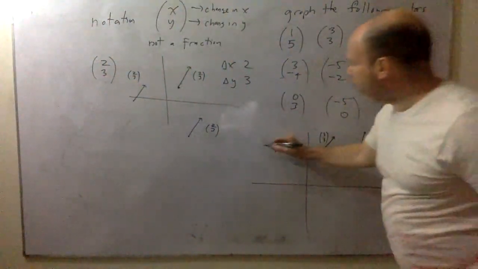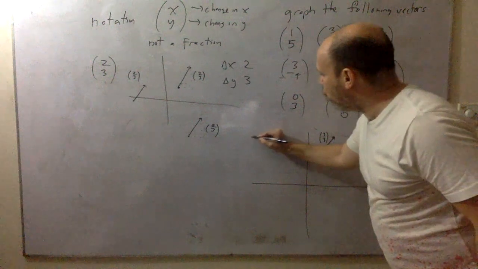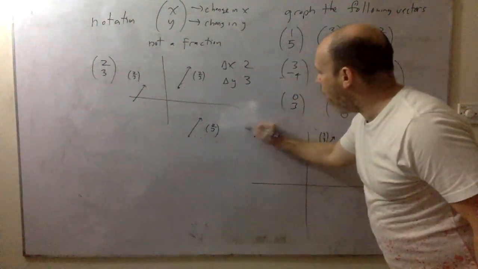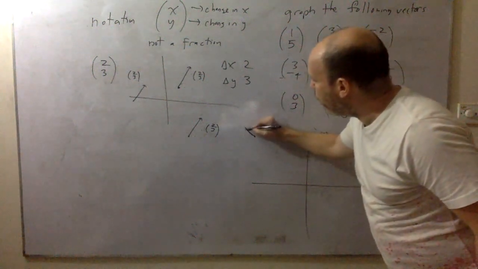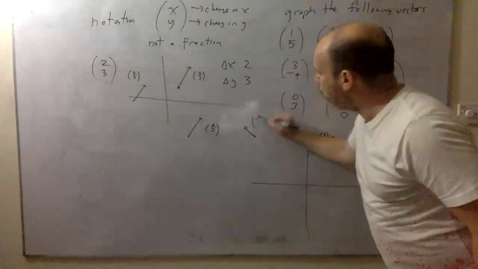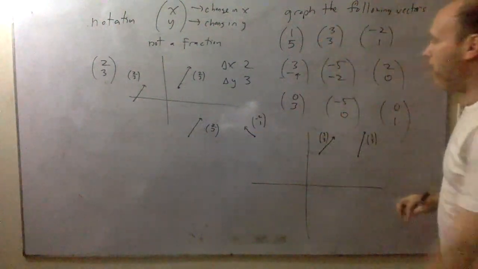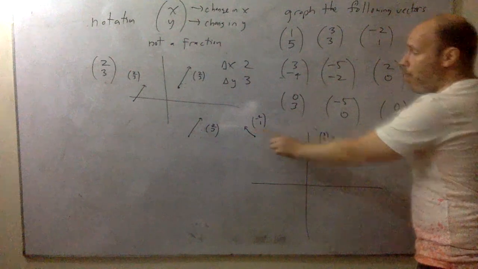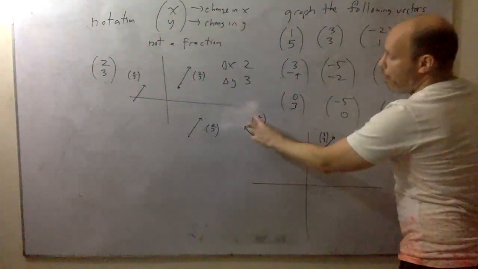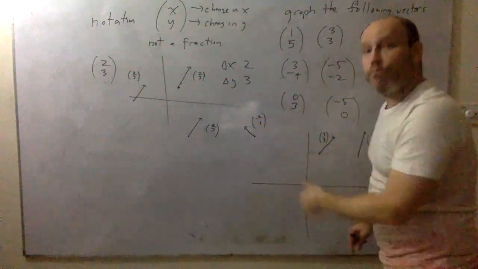-2, 1. Well, let's start -2, 1 over here. Well, this is 2 to the left, 1 up. -2, 1. And so this is interesting. This is now going like northwest, 2 to the left, 1 up.